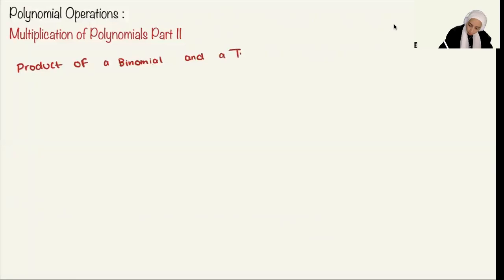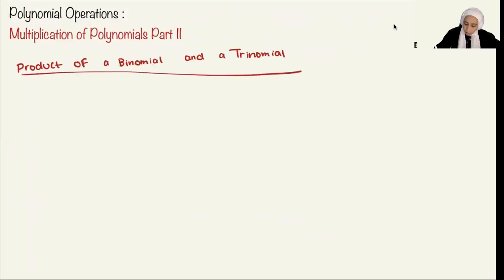So we're looking at polynomial operations, and we're focusing on multiplication of polynomials. And this is the second part of multiplication of polynomials. So in this video, we're going to be talking about the product of a binomial and a trinomial. Okay, so we're talking about the situation if I have something like this, right?